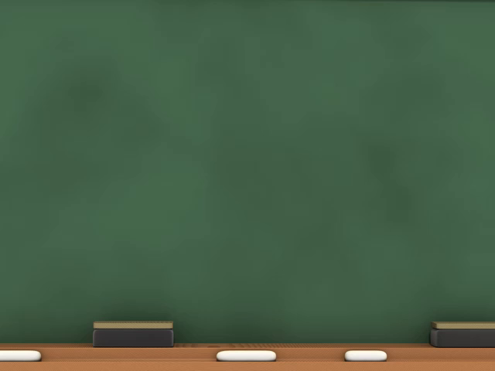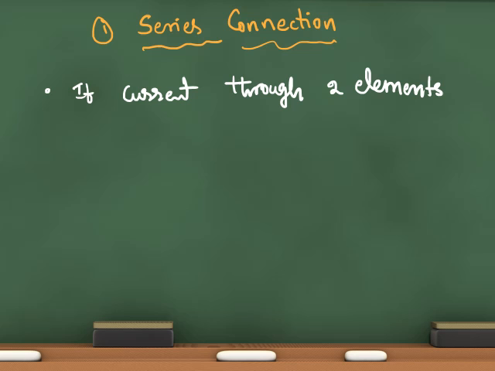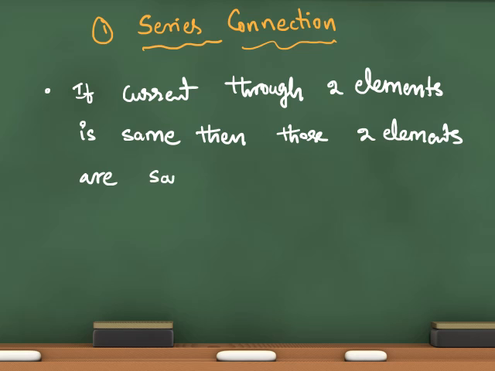Now we will define connection types, right? Our main content. The first connection is series connection. I can define series connection as: if the current through two elements is the same, then those two elements are said to be in series connection.